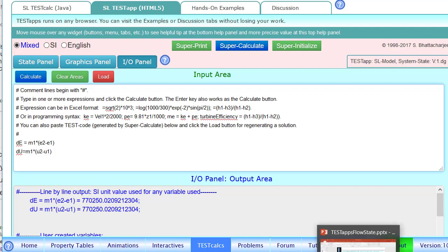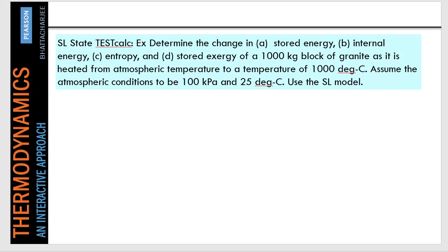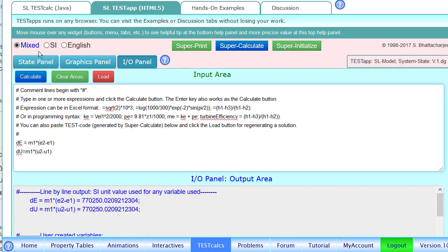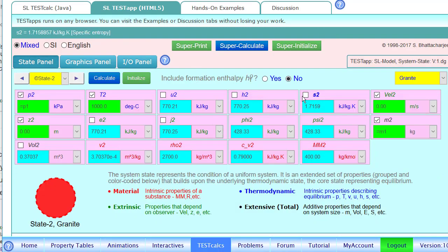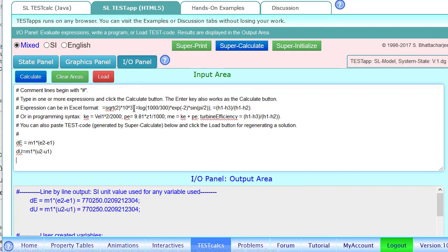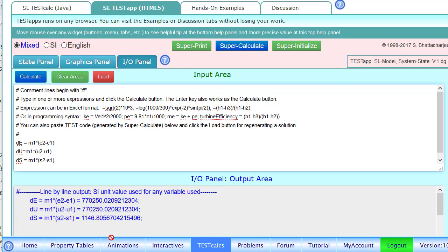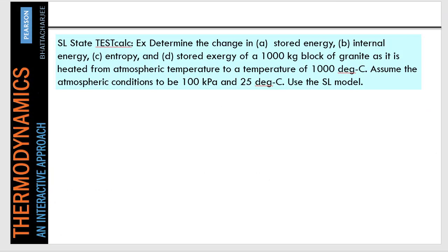So the next problem asks for the change in entropy, which is S. It gives us S in kilojoules per kilogram Kelvin. We want it in kilojoules per Kelvin, so we're going to multiply by mass. DS equals mass 1 times S2 minus S1. Calculate, and we get 1146.8 kilojoules per Kelvin.